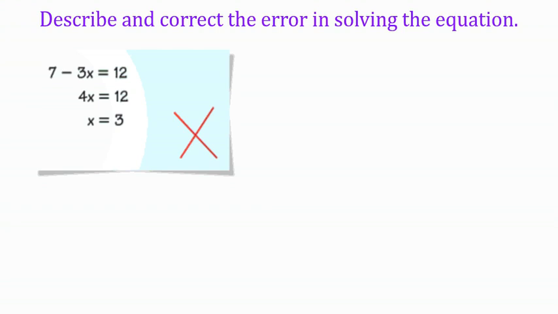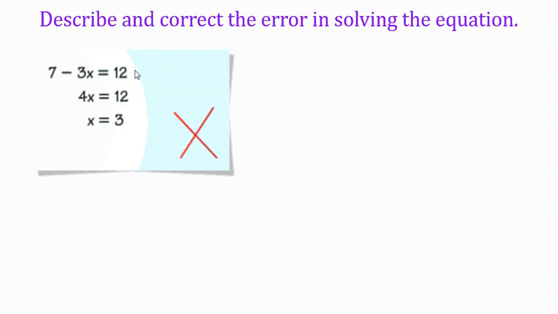So the original equation was 7 minus 3x equals 12. And we have the following steps which claim that the answer would be 3. And we know if we verify that solution, that would not be correct because we would have 7 minus 9, which would be negative 2, and that can't give us 12. So where did the error occur?